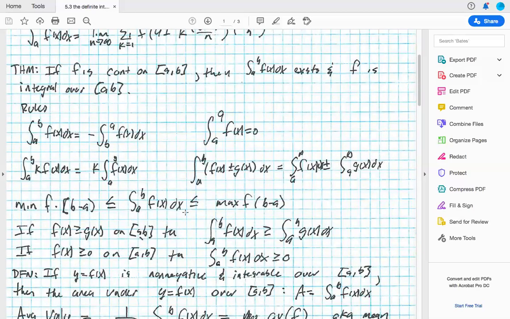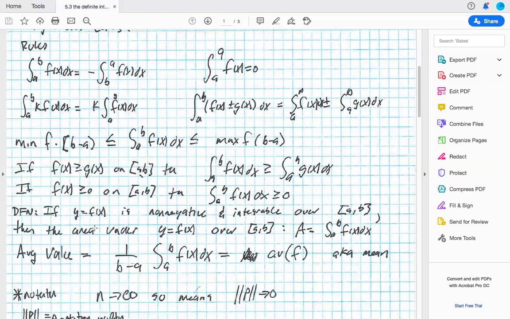Now, this next thing is saying that the actual area underneath this curve, f of x, is somewhere below the maximum value of f of x times the width of this total interval. So it's somewhere above the minimum height times the interval, and it's somewhere below the maximum y value times the interval, which is not a big thing at all.